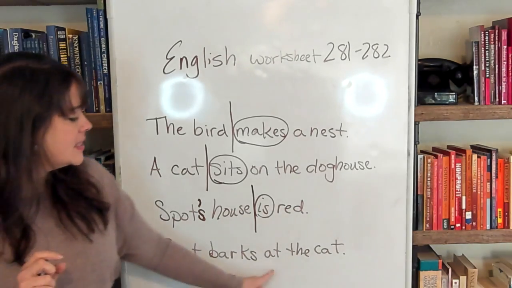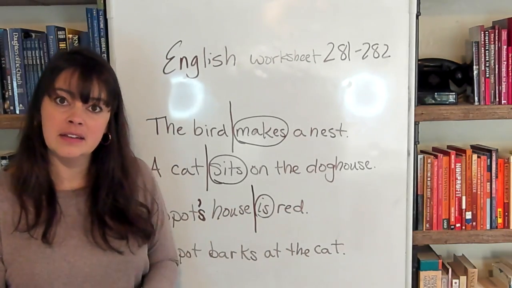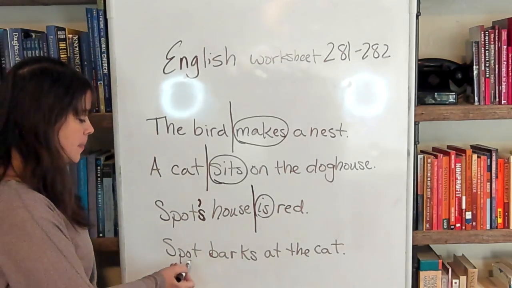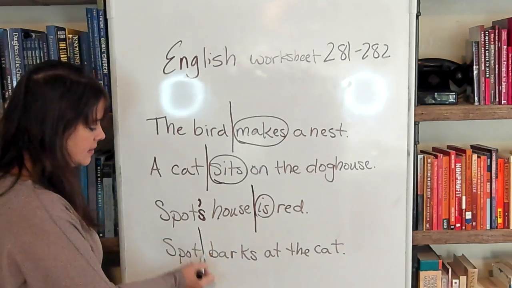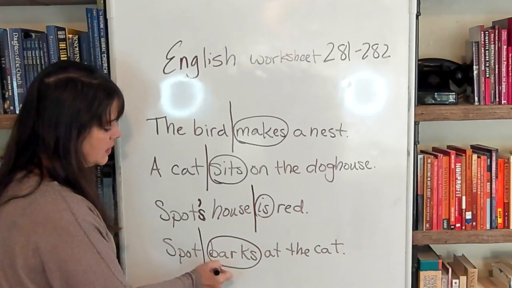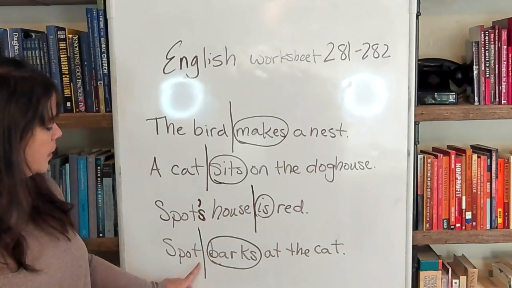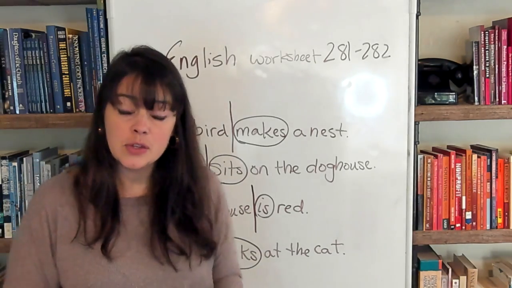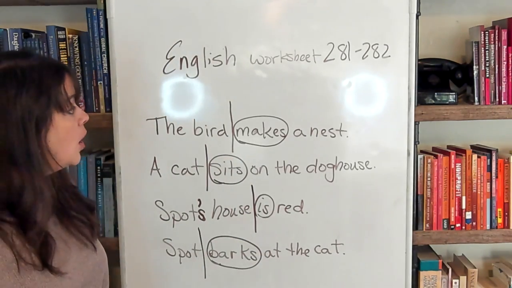Spot barks at the cat. Who or what is this sentence about? The sentence is about Spot. Spot is the subject. And what does Spot do? Spot barks at the cat. So we'll circle the action verb and draw a line between the subject and the predicate. Okay, so you're going to have chances to do this on your worksheet.